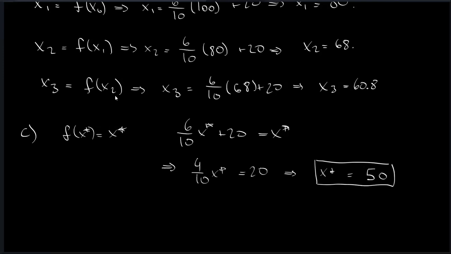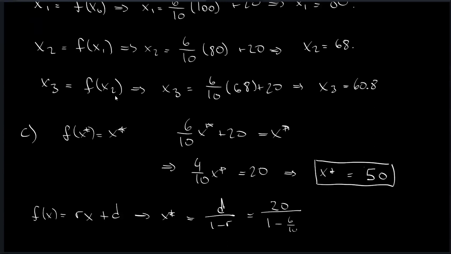Another way of solving it is because the updating function takes the form f of x equals rx plus d, you know that the equilibrium, which we derived earlier, is d over 1 minus r. What's d in this case? D is 20. So 20 over 1 minus 6 over 10. That's 1 minus 6 over 10, which is 4 over 10. So it's 20 over 4 over 10, that's 200 divided by 4, which is 50. Both approaches give you the same answer. So that's part C.